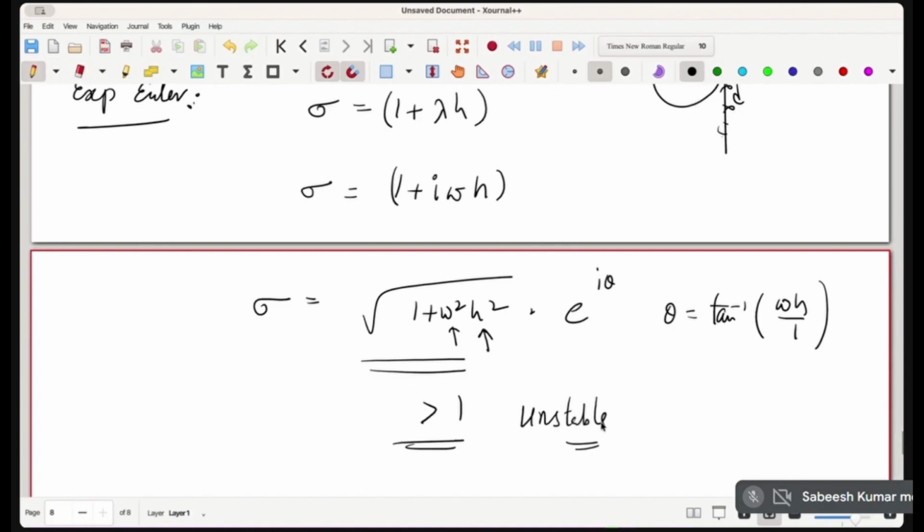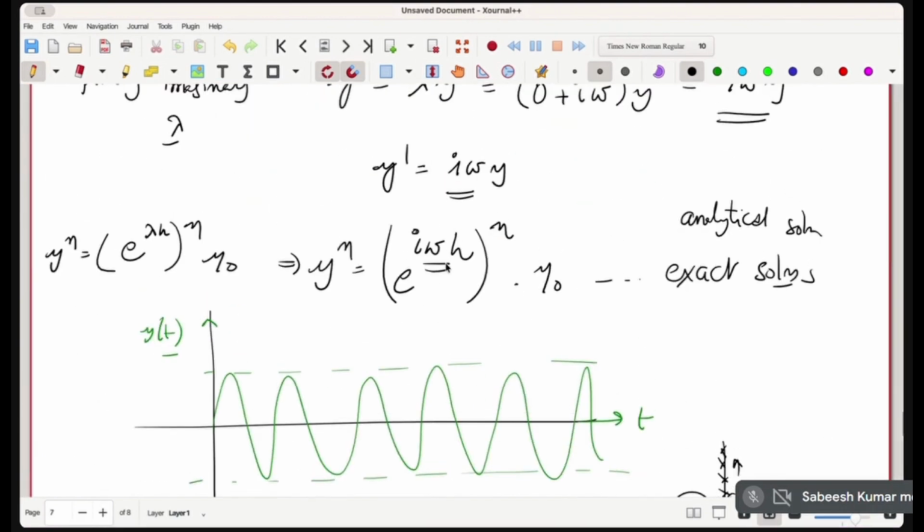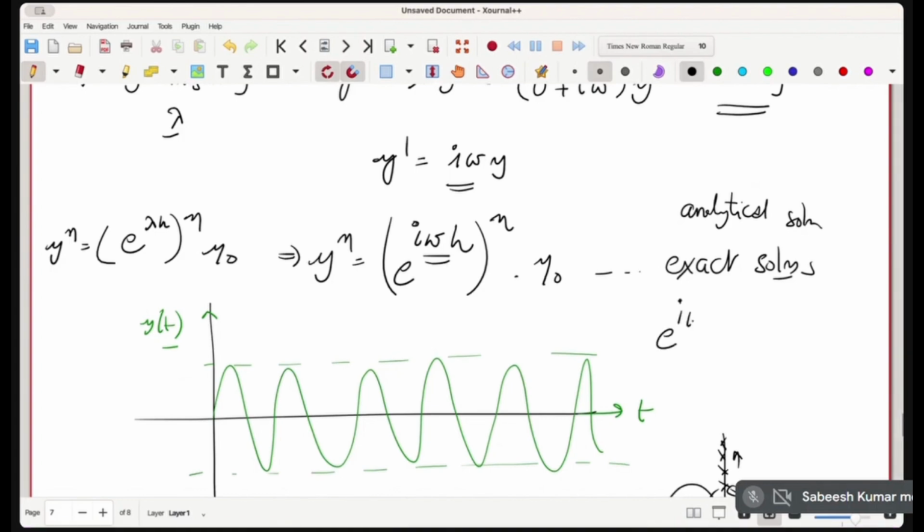Okay, that is fine. Then you may ask why we are looking at this method, since it is anyway unstable. But I want to make a point about the phase error. This is the amplitude error, which is growing because the amplitude keeps increasing. Whereas what about the phase? The phase is dictated by theta, that is tan inverse omega h. What is the phase for the exact solution? The exact solution has e to the power I omega h. That means if you take e to the power I theta equal to e to the power I omega h, then the phase is omega h, right?